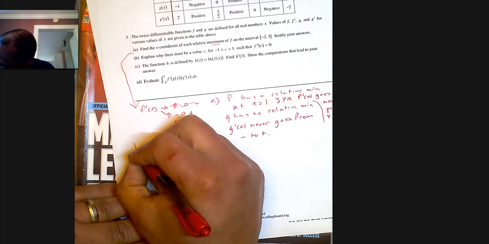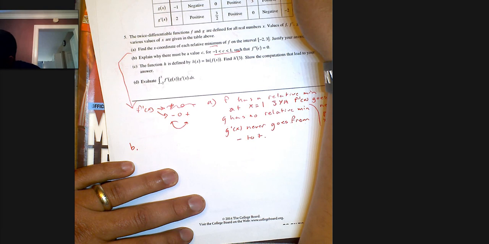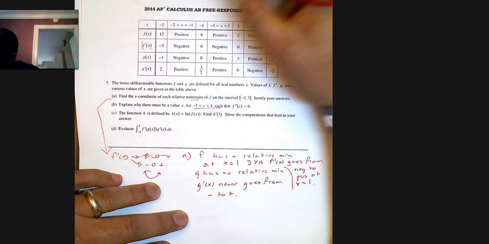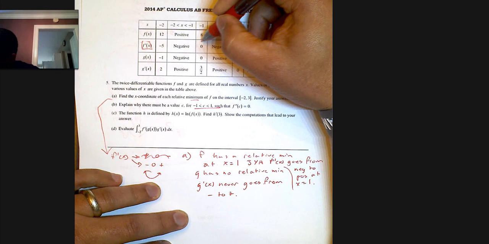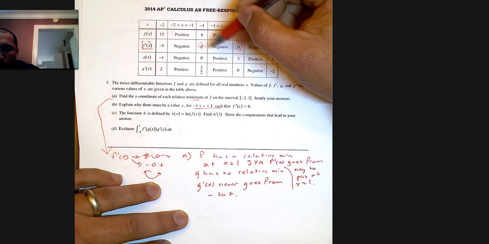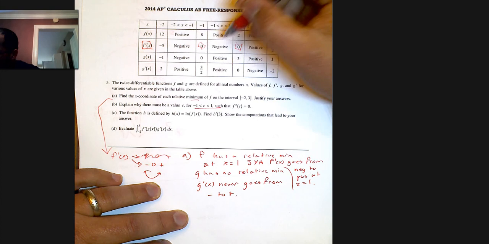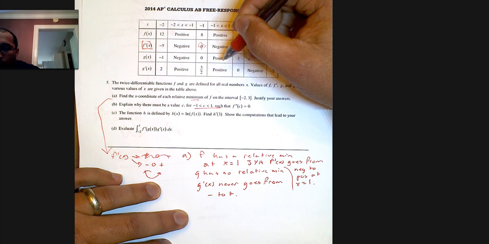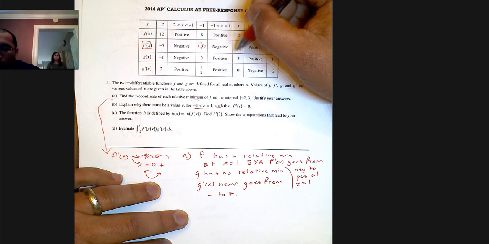Part B. Explain why there must be a value c between negative 1 and 1 such that f double prime of c equals 0. So let's look at f and at negative 1 and 1. You see how f prime of x was 0 here and 0 here. So at some point, the slope of f prime had to be 0. The derivative went underneath the x-axis and came back up to 0. That means the double derivative goes from concave down to an inflection point to concave up, and at an inflection point the double derivative has to be 0.